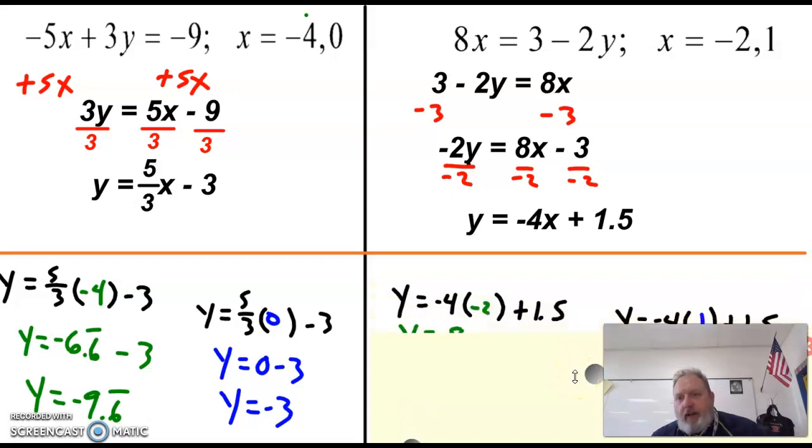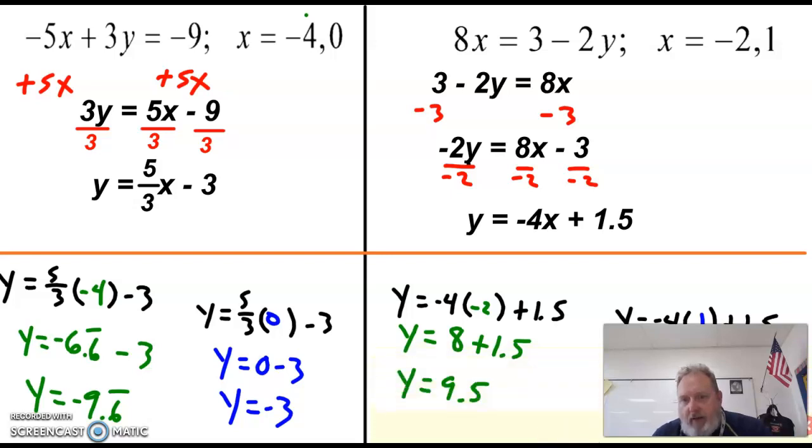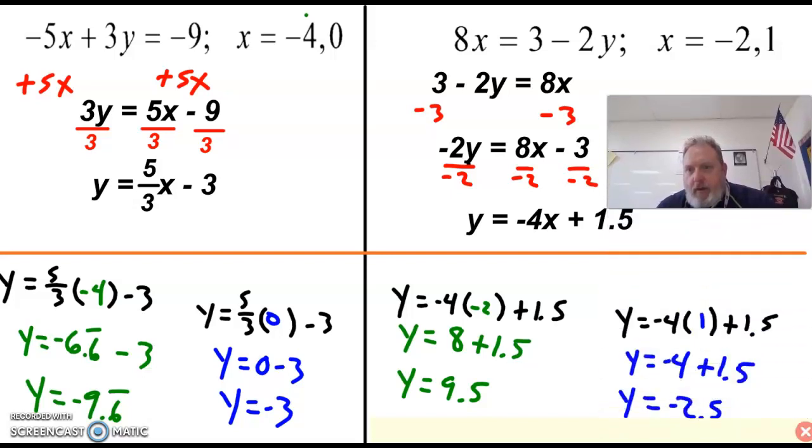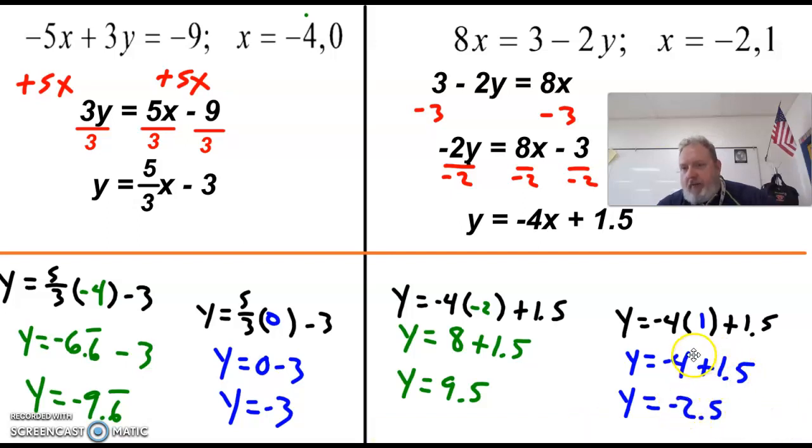So when I plug -2 in, -4 times -2 is 8. 8 plus 1.5 will give me 9.5. When I plug 1 in for x, -4 times 1 will be -4, plus 1.5. Careful with this one now. This will be -2.5 because I got a negative plus a positive.